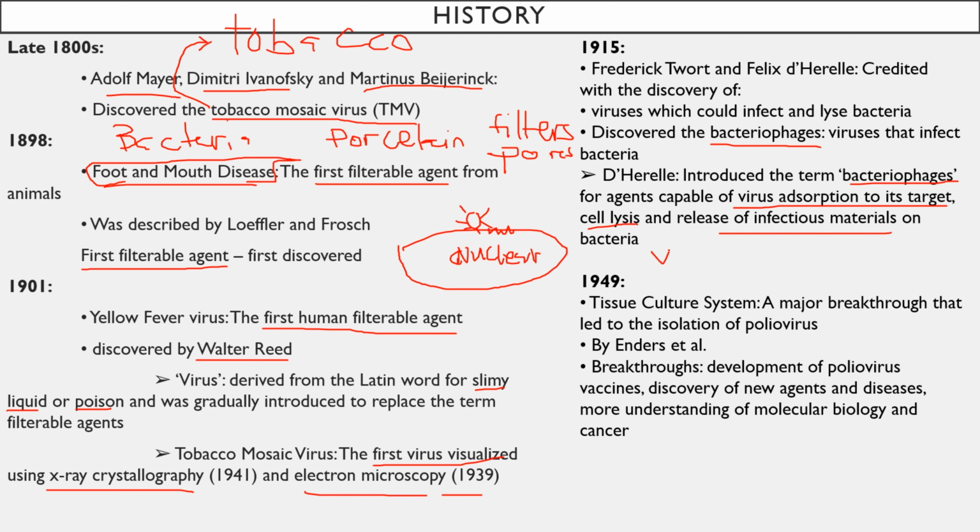Then in 1949, the tissue culture system was discovered. Now, ang viruses nyo kasi class, please take note, viruses cannot be grown in agar. So instead of using agar, they use tissues. It could be animal tissues class. Yun ang mostly ginagamit dyan. A major breakthrough that led to the isolation of poliovirus. This was discovered by Enders and his colleagues. Breakthroughs would include development of the poliovirus vaccine, discovery of new agents and diseases, more understanding of molecular biology and cancer.